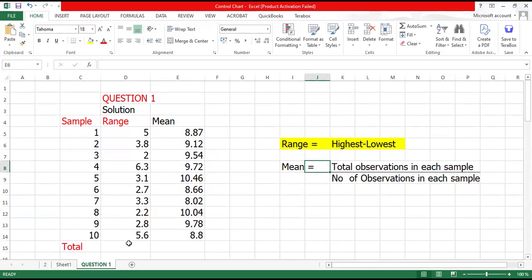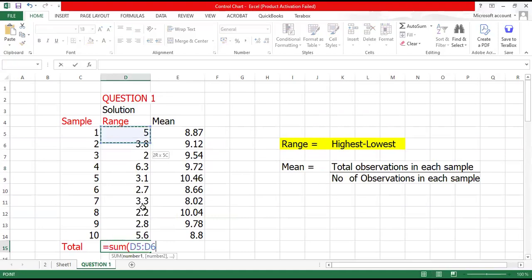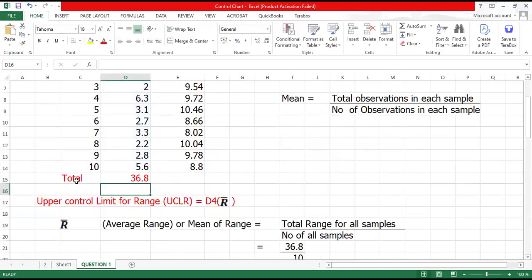So once you do that, go ahead and get the total. What is the total? You add all. Are you in a position to see my screen? Yes. So you add, that is the total range. If you're focusing on mean, you'd also do the same, you add.